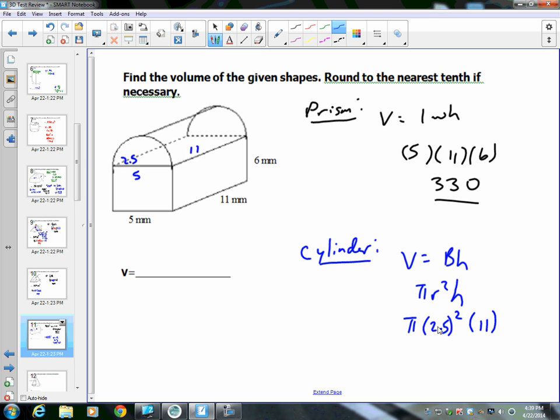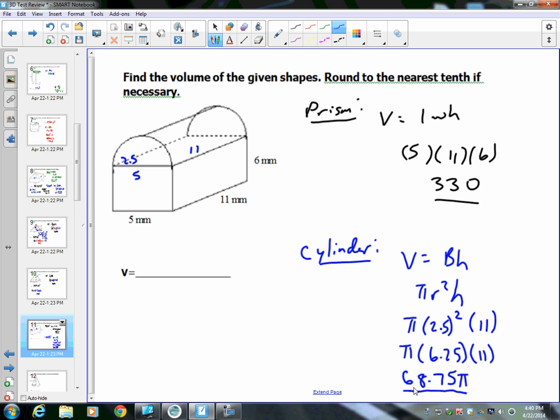2.5 squared gives us 6.25. I'm going to go ahead and write that down, 6.25. Then we can multiply that by 11, and that gives us 68.75 pi. That would be our volume for the cylinder. If we're going to add these up, though, they need to be in the same terms. So since the prism doesn't have a pi attached with it, we don't want the cylinder to have a pi along with it either.